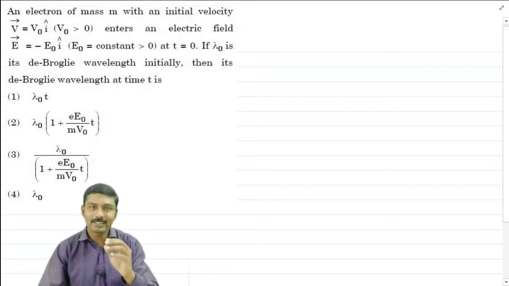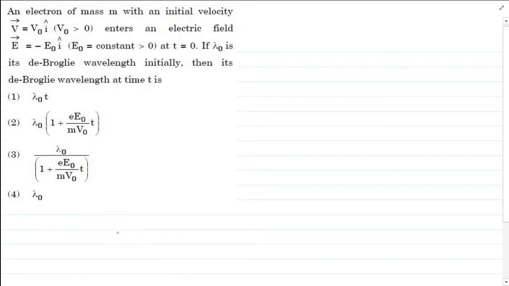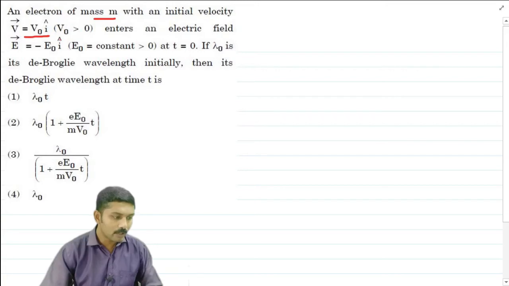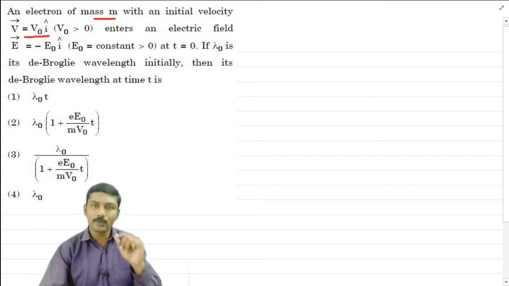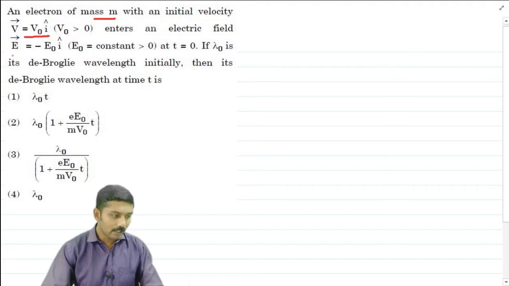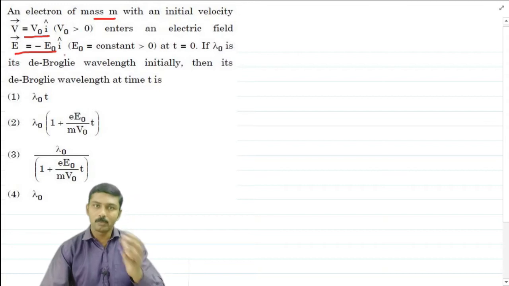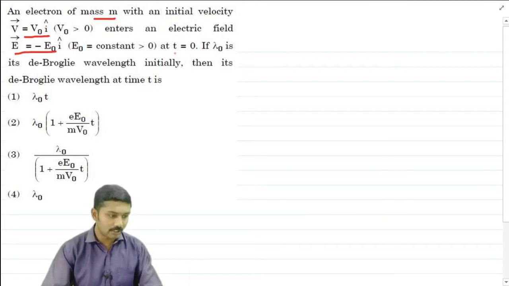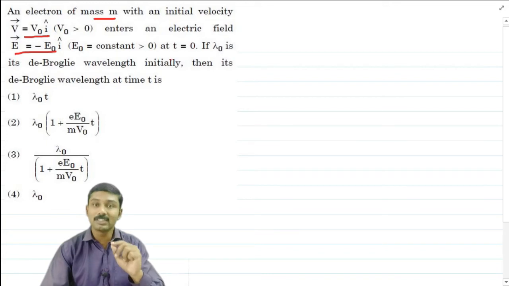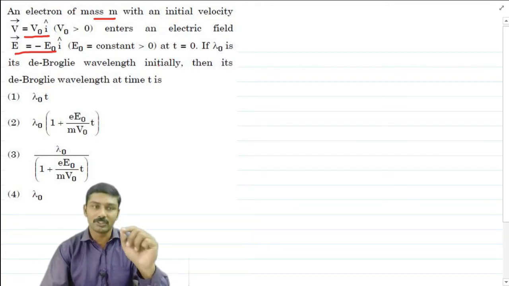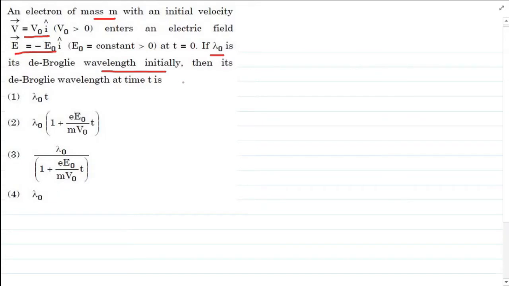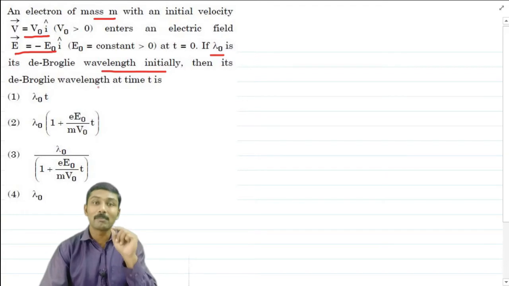Okay, now let's analyze the question very carefully. An electron of mass m and initial velocity v equal to v naught times i cap, where v naught is greater than 0, enters an electric field given as E equal to minus E naught times i cap, where obviously E naught is greater than 0, at time t equal to 0. That means these are initial time conditions. So lambda naught is the de Broglie wavelength initially, then its de Broglie wavelength after a time t is.